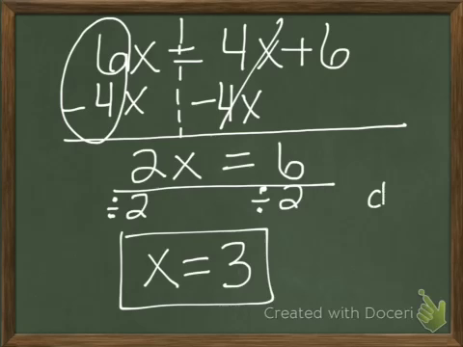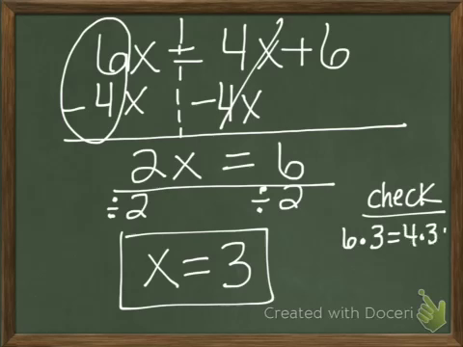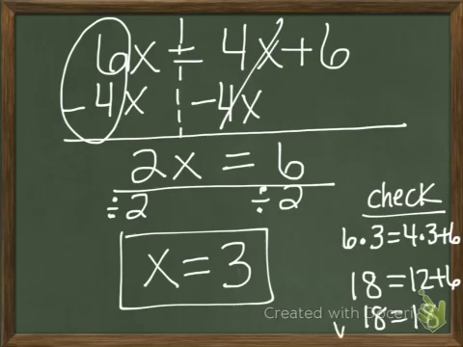Okay, you want to check your work just to make sure that you did it right. So we're going to plug in 3 to the original equation wherever there was an x. So we got 6 times 3 equals 4 times 3 plus 6. Now you're going to use order of operations. So we're going to do 6 times 3 is 18, 4 times 3 is 12, plus the 6. And since 12 plus 6 equals 18, we know that we got the problem correct, and 3 is the answer.